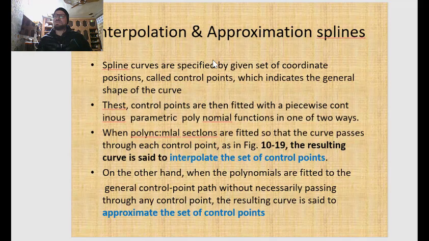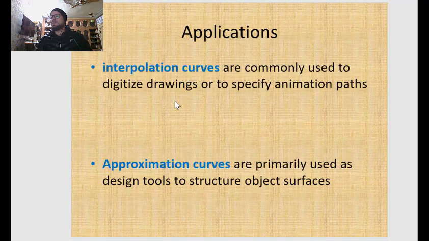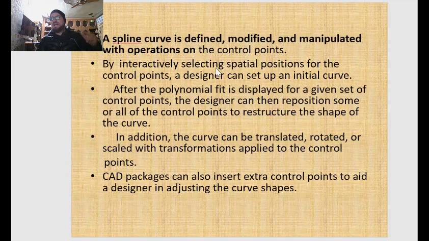And then we have the interpolation and approximation splines. We have discussed them. Just read about these things. And this is the application. Interpolation curves are used to digitize drawings or to specify animation paths, because interpolation exactly has to pass through these points. In approximation, it can be closer. So these are used as design tools to structure object surfaces. Okay, because we need to create a surface, there is no need to pass exactly through that point.